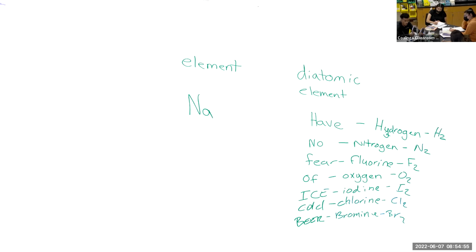Where an atom is all by itself, that's it. Okay, so this is a diatomic element. This would be, for example, carbon. Black represents carbon. I think you guys all have black. So carbon is considered to be an element. It's not diatomic. It's just a single element.